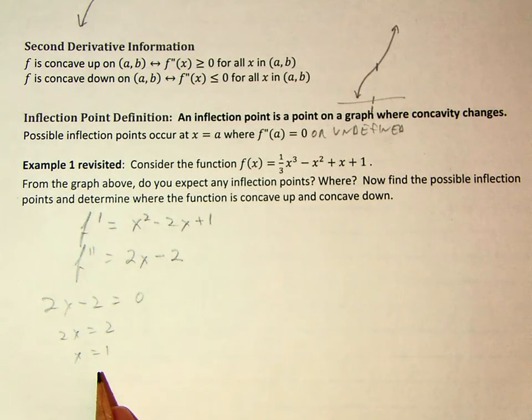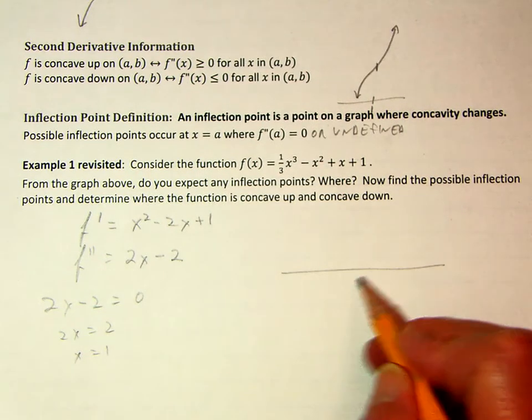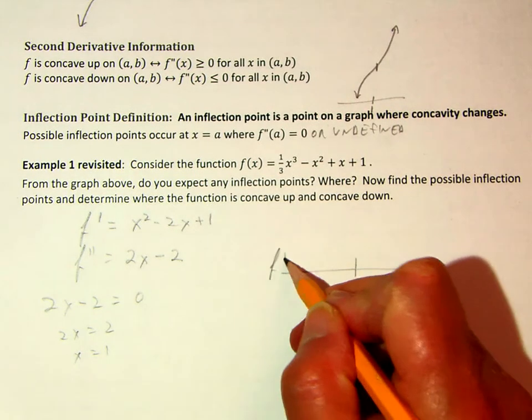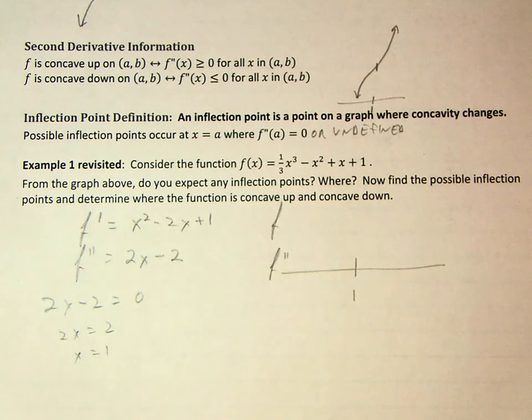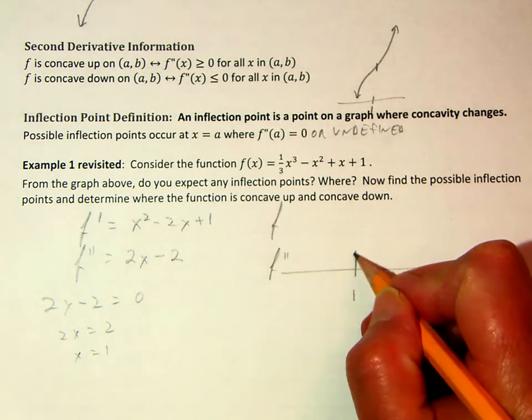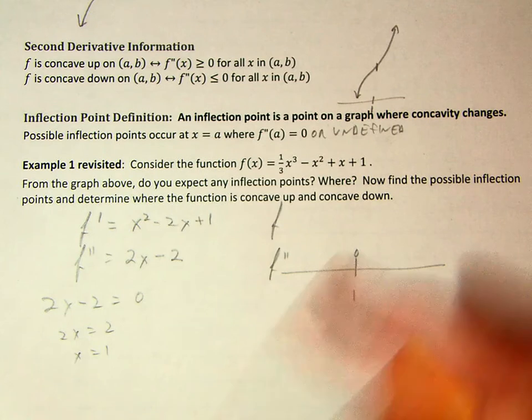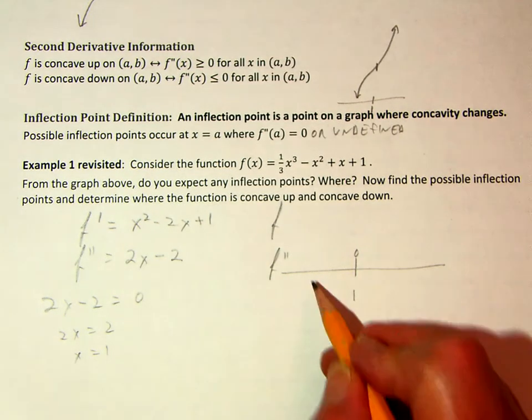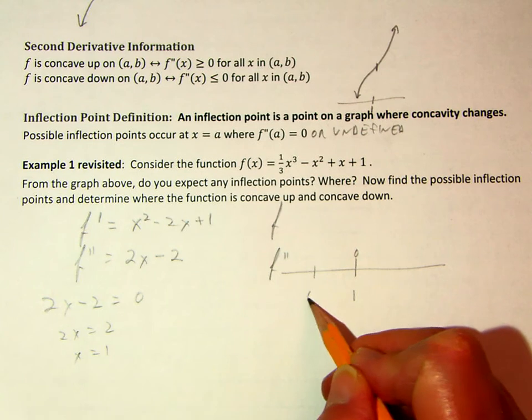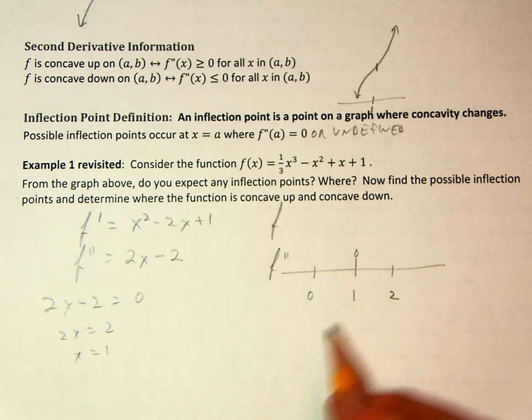And not a surprise, our critical number for the second derivative is also x equals 1. So we'll make our little chart. And now we're going to let information about the second derivative tell us information about the function. So at 0 here, we are neither concave up nor concave down. I'm going to evaluate the second derivative at 0 and at 2.